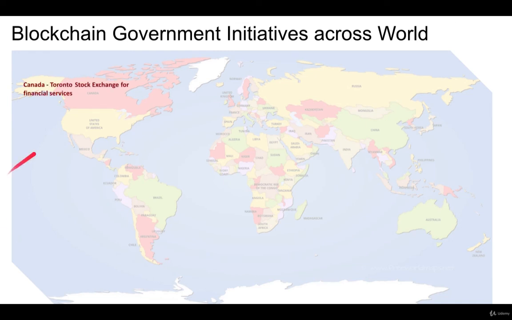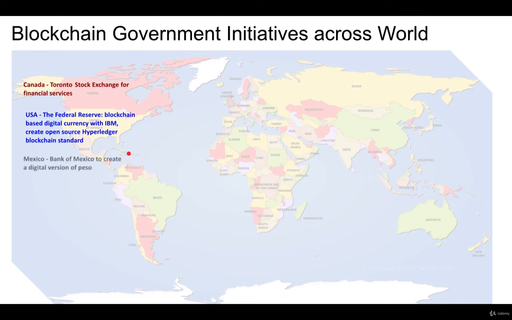In Canada, Toronto Stock Exchange is working on financial services. In USA, the Federal Reserve is working on a blockchain-based digital currency with IBM. It is working on the blockchain-based Hyperledger platform. In Mexico, the Bank of Mexico is working to create a digital version of the peso, that is their national currency. Honduras is working on Factum, a land title record system.